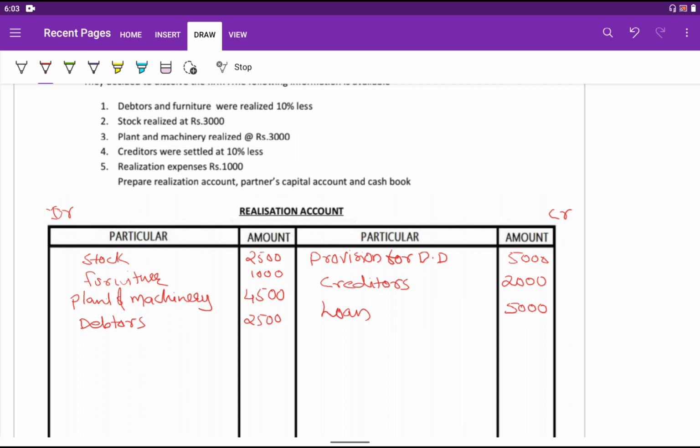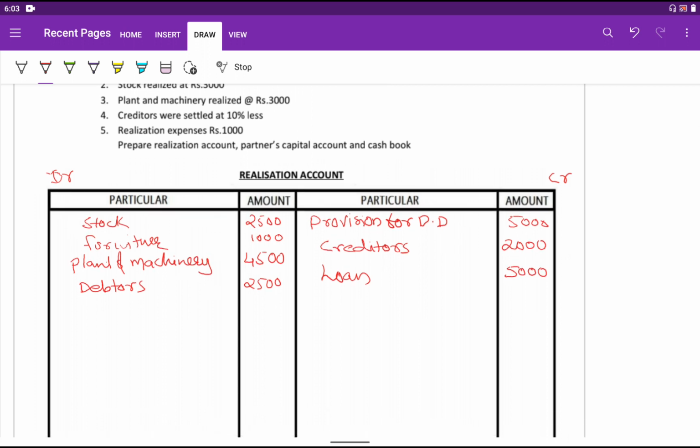10% less means what is the value of debtors and furniture? Furniture is 1000, debtors is 2500. So 10% less means 1000 minus 10% of furniture, that is 100, so 1000 minus 100 is 900. Okay, so realized amount we will write here, the amount we are receiving in cash.